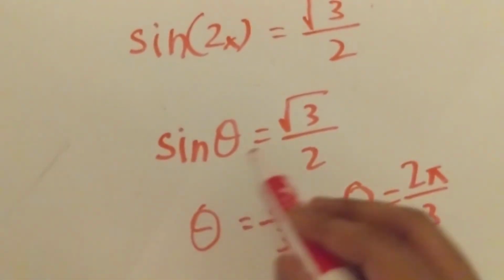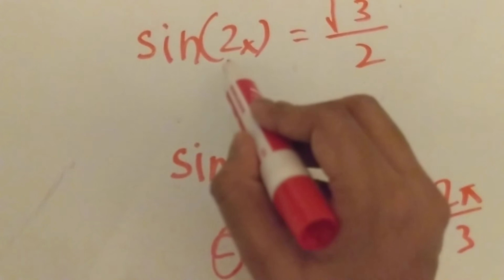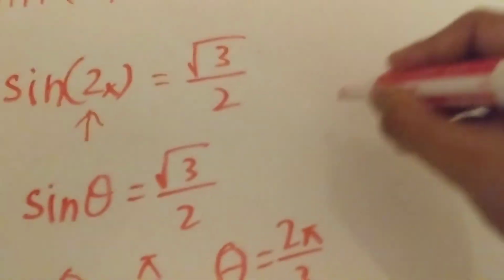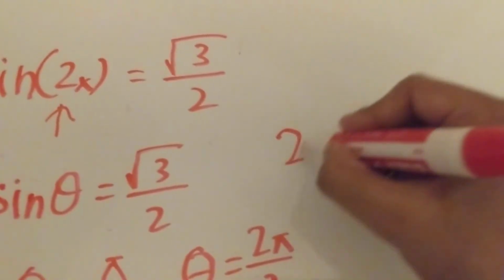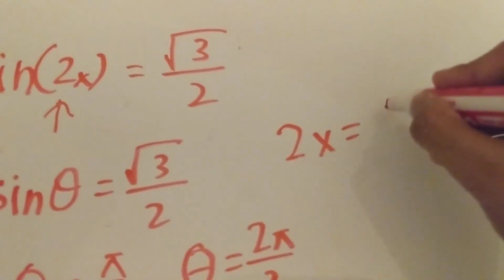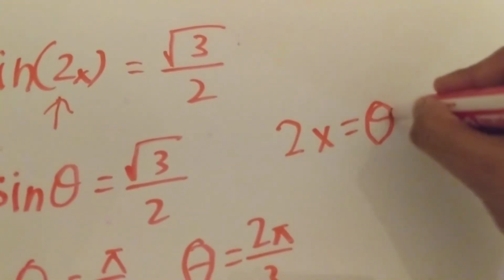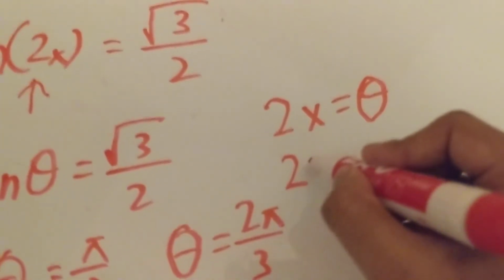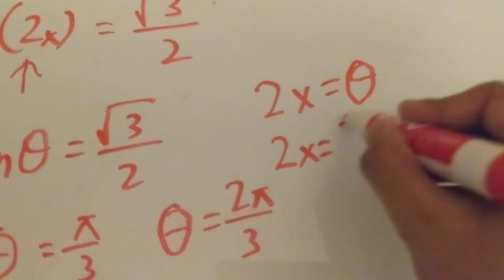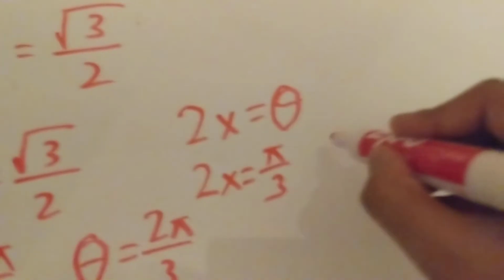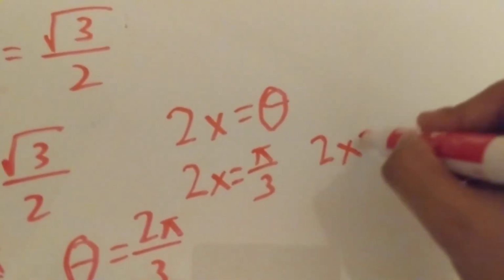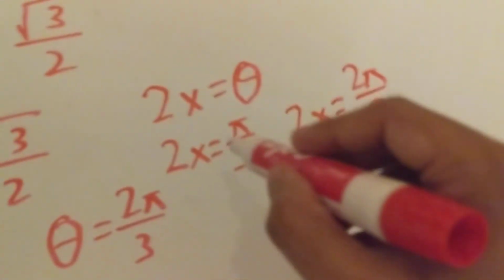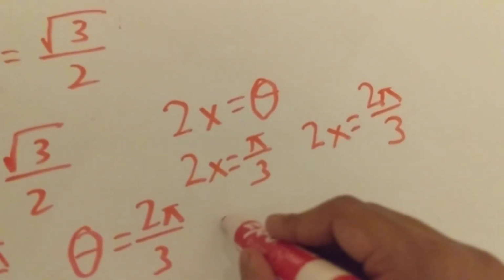But this is for sine theta. We have 2x. So what does this mean? What do we do? Now, some of you may have noticed it already. We take 2x and we make it equal to our values of theta, whatever we got for theta here. So 2x is equal to pi over 3. And 2x is equal to 2 pi over 3. So we can solve it for both of these.